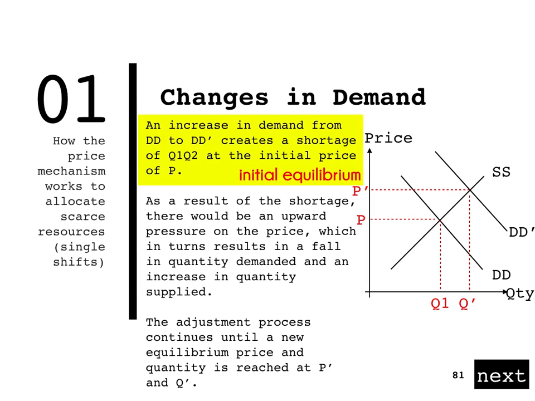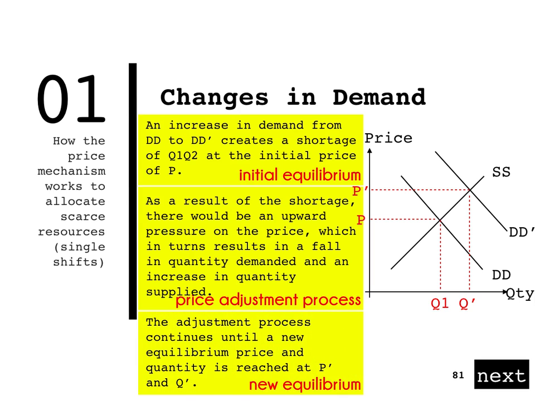So basically the three stages are, number one, you need to identify what is the initial equilibrium and what was the change in the demand or supply condition. Number two, you need to talk about the price adjustment process. Then number three, you need to talk about where the new equilibrium is.